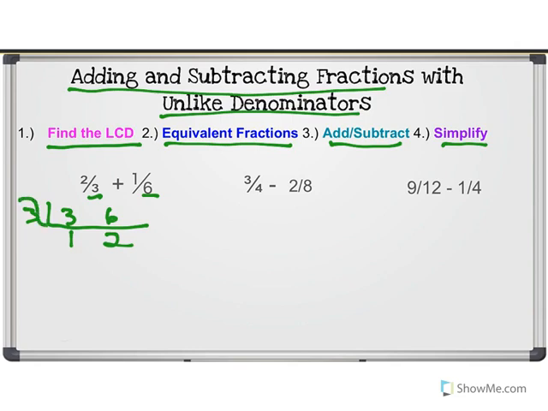And then we just multiply all the numbers outside the ladder. This is an easy way. And the product of 3 times 1 times 2 is 6. So now we know 2/3 needs to be written as an equivalent fraction with a denominator of 6.